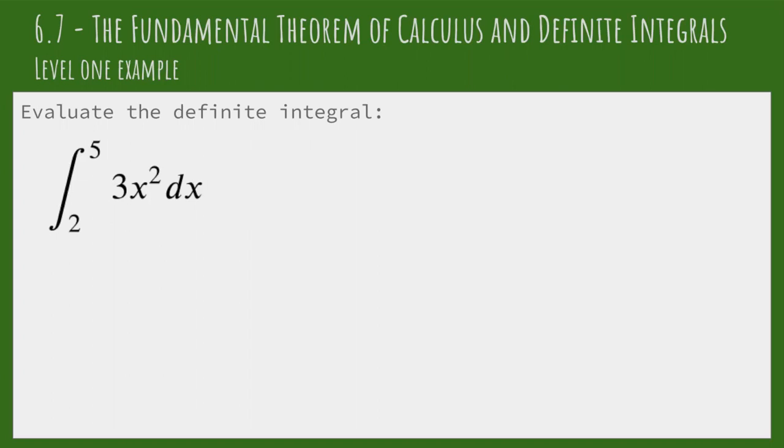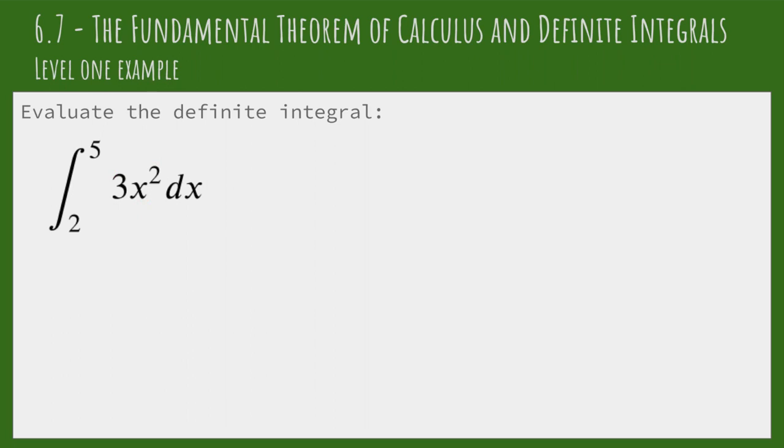Let's take a look at a couple examples where we can use the second version of the fundamental theorem of calculus to evaluate definite integrals. The ones I chose are going to be expressions where we can figure out what the antiderivative is pretty easily using what we know about derivatives. So we're just reversing the derivative.